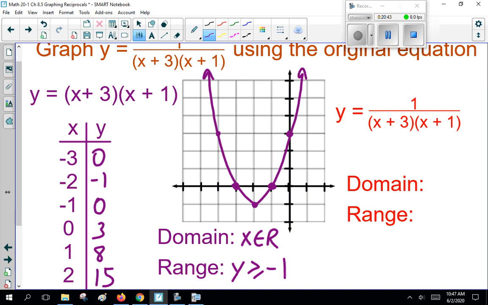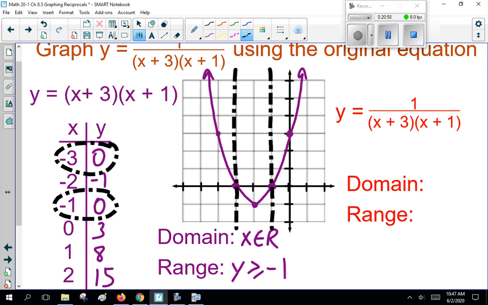So, what about the reciprocal? Well, right off the bat, where's the original function cross the x-axis or have y equals 0? Got negative 1 and negative 3. So right off the bat, those are going to be my asymptotes.